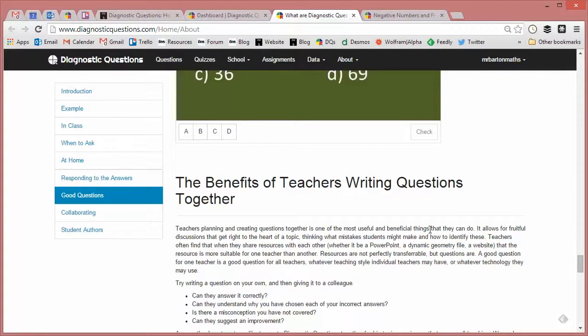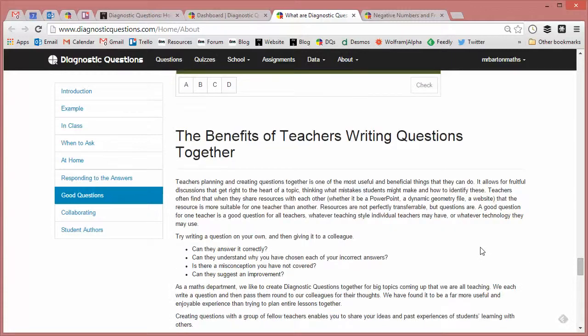What are the benefits of teachers writing questions together? For me, they are absolutely huge. I've often had the belief that teachers planning lessons together isn't necessarily the best idea I've ever seen, because teachers plan completely different lessons to each other, dependent on their teaching style, the relationship with the class, the time of day, all that kind of thing. And I've often tried to joint plan with teachers, and we spend half the time arguing over the different fonts and animations and all that kind of stuff. The bottom line is good lessons aren't necessarily good lessons for everybody. They're not perfectly transferable between teachers, but good questions are. A good question for one teacher is a good question for every teacher.